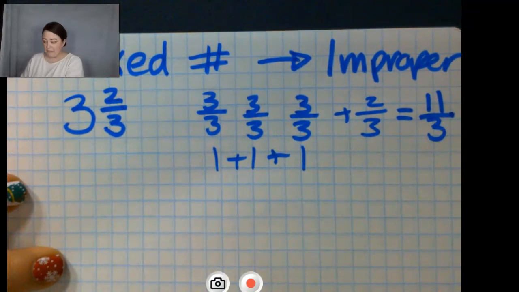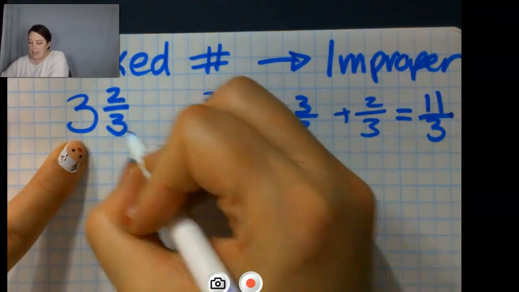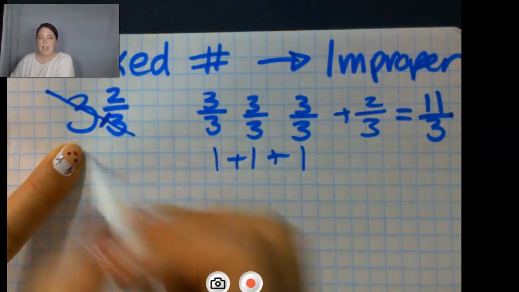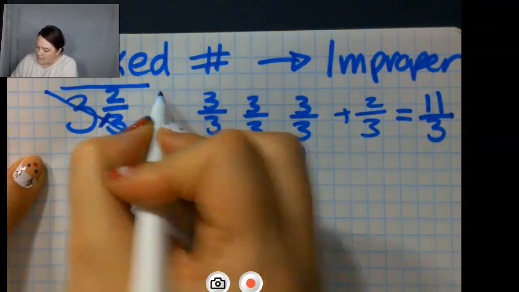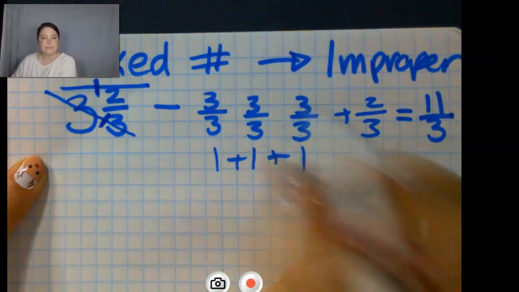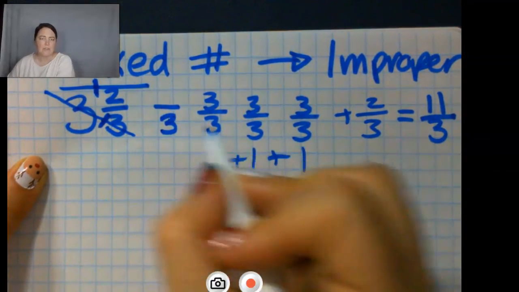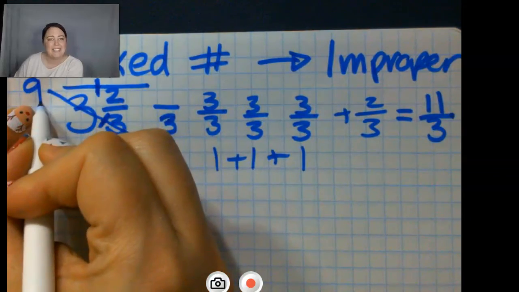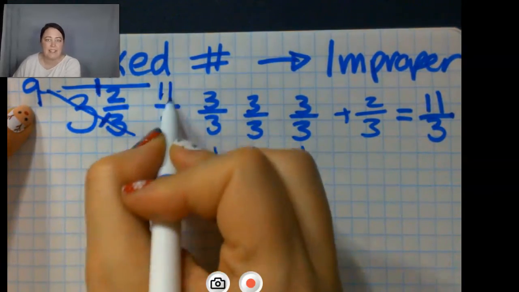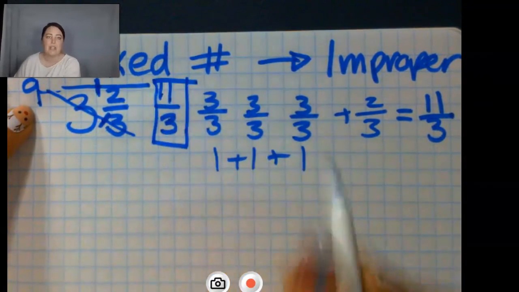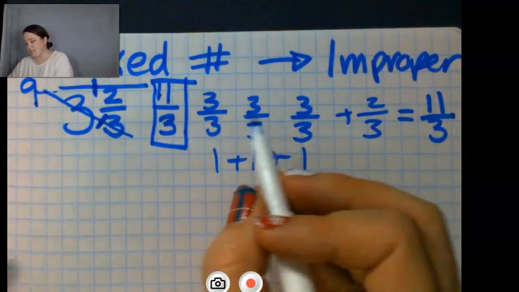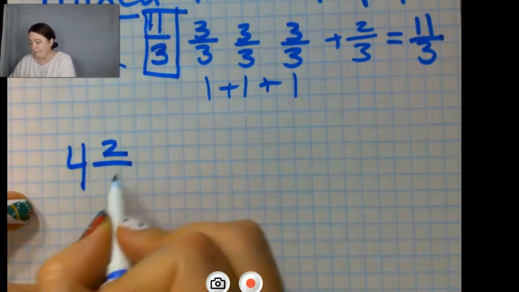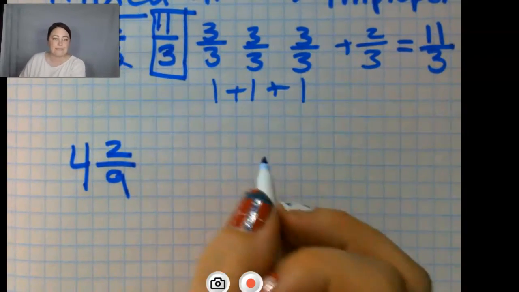Another way I do it is I multiply up and I add across. And my denominator never, ever changes. So three times three is nine plus two is 11. Multiply up, add across.